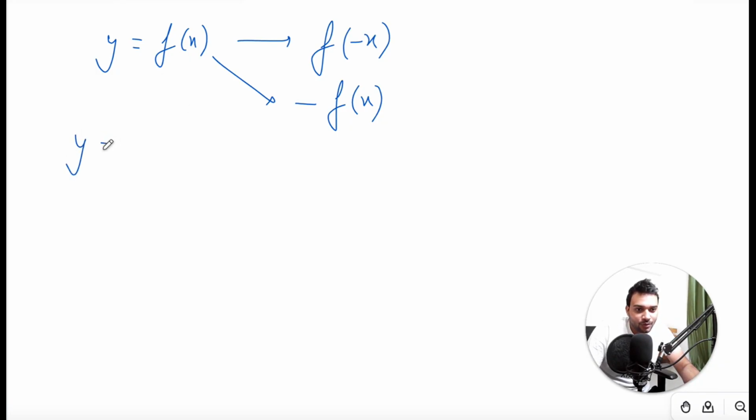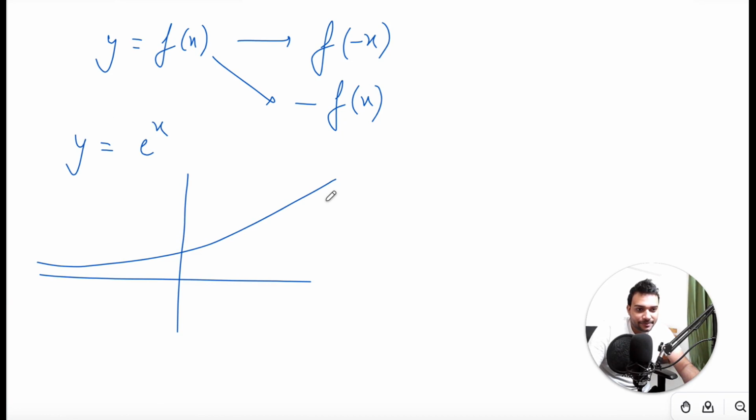So let's do y is equal to e raised to the power of x. The graph looks like this, since e is positive. Let's say we take y is equal to a raised to the power x, where a is any positive number. It'll always go like this as long as a is positive. On the negative x, it begins from approximately 0. On the positive x, it goes all the way till infinity.